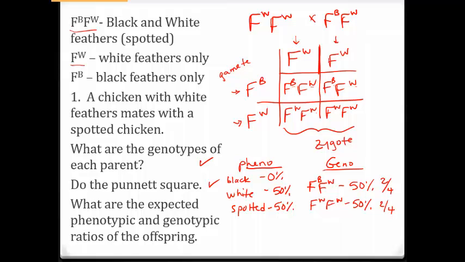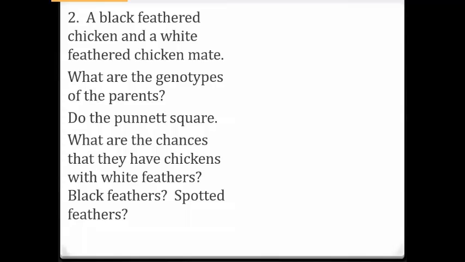Let's do one more example. And this time we've already given you what the letters are, so keep the F with the B, F with the W idea for this example as well. We have a black feathered chicken, we have a white feathered chicken. So those are our 2 parents. We want to know their genotypes because they've given us the phenotype, they've given us physically what they look like. We want to know what letters do they actually have DNA-wise.